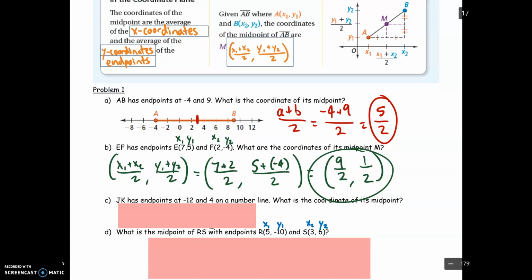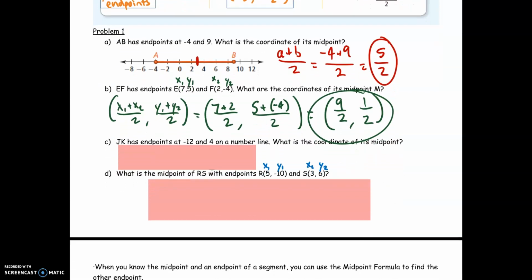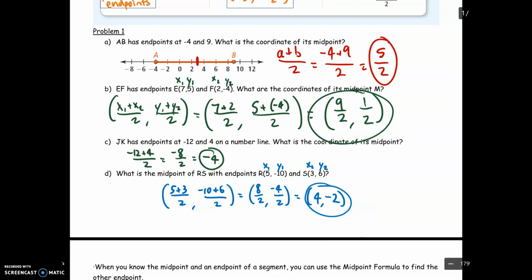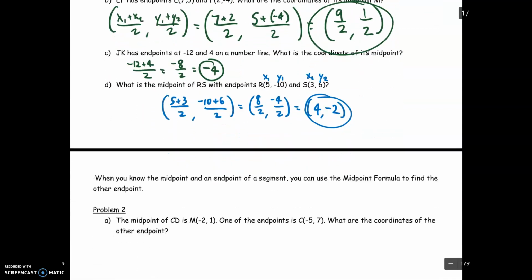Good to try these next two together, and it should just be like A and B from up above. We have a number line question and a coordinate system question. If I'm finding that on a number line, it's as simple as adding those two coordinates together and dividing by 2, finding the average of those two. It comes out to -4 if you did that one correctly. And I kind of labeled this one already with x1, y1, x2, y2. We just chose those to be our two coordinates. If I find the average of the x's, I get 4. If I find the average of the y's, I get -2. We essentially do the same thing we did with the number line, but we do it twice because we have x coordinates and y coordinates.